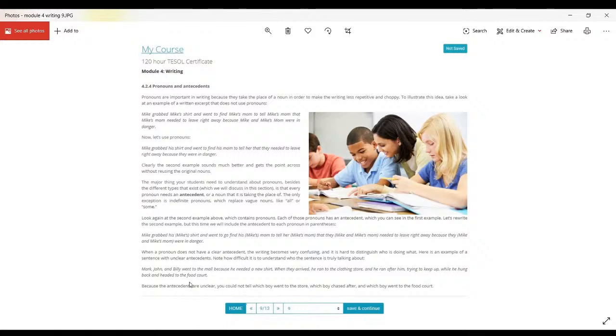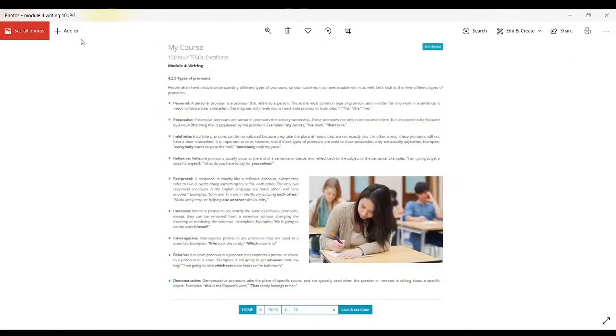Mark, John, and Billy went to the mall because he needed a new shirt. When they arrived, he ran to the clothing store and he ran after him, trying to keep up while he hung back and headed to the food court. Because the antecedents are unclear, you could not tell which boy went to the store, right? Which boy chased after and which boy went to the food court. Okay, save and continue.